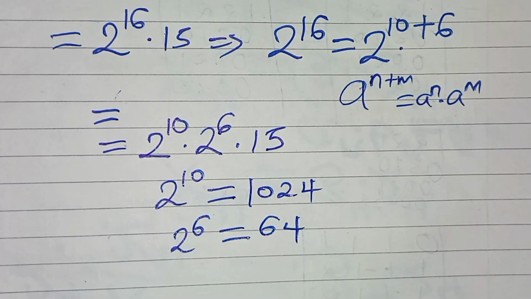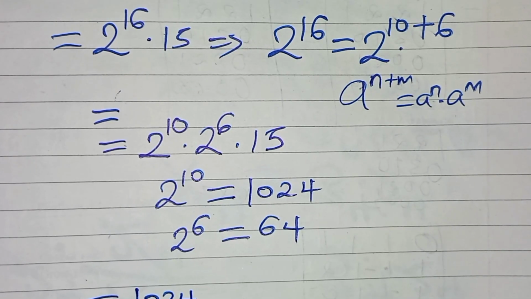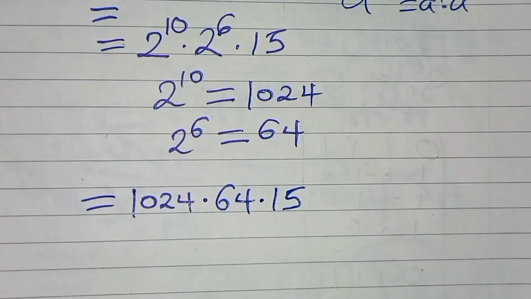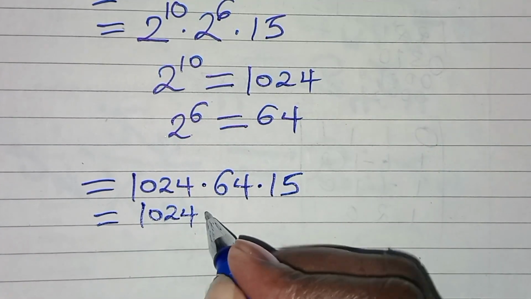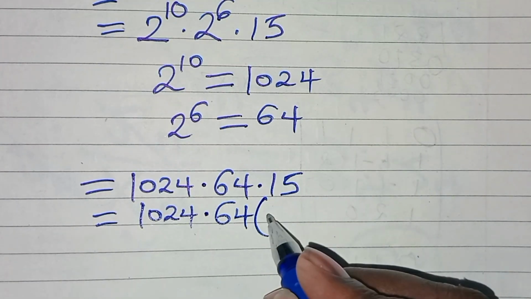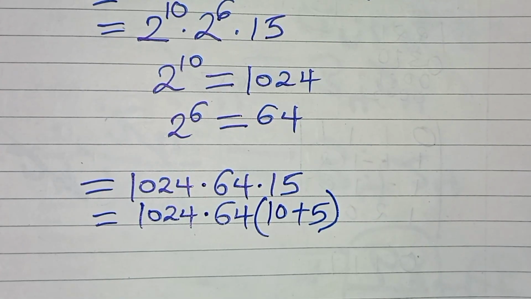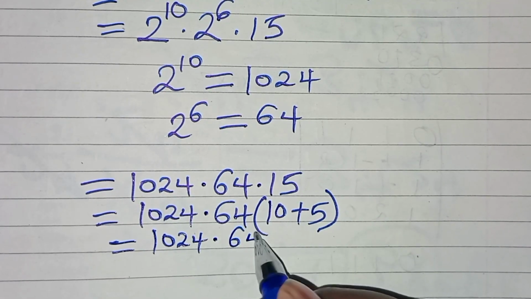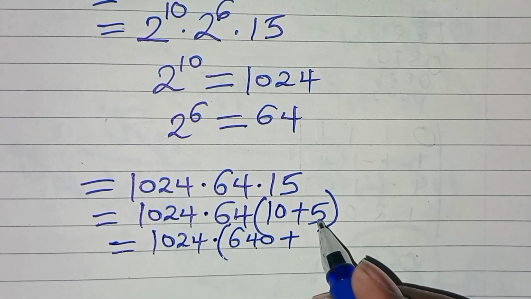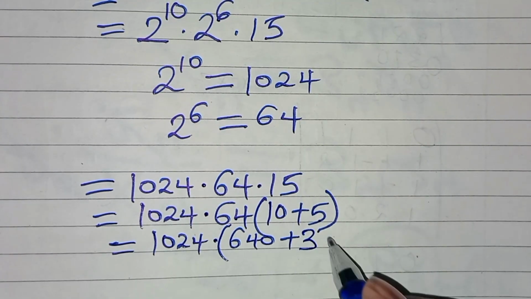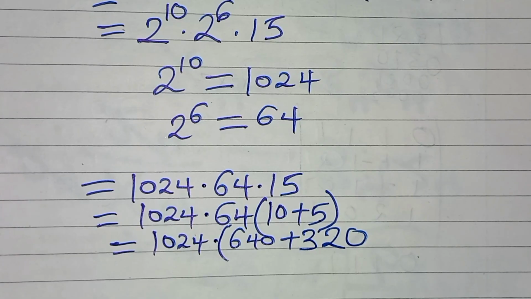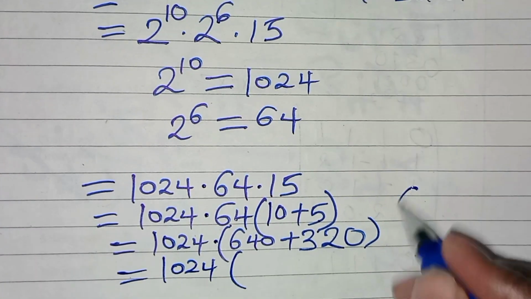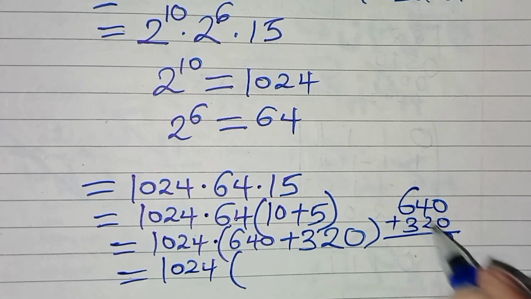So now from here, we'll have 1024 multiplied by 64 multiplied by 15, of which we can express 15 as basically 10 plus 5. So let's proceed again here. We have 1024 multiplied by, now this is 64 times 10, this is 640, plus 64 times 5, actually this is equal to 320. Now let's proceed here. This is equal to 1024 multiplied by 640 plus 320, and this is actually equal to 960.